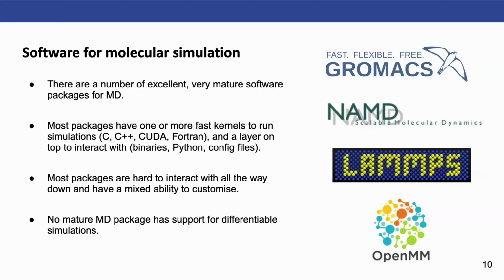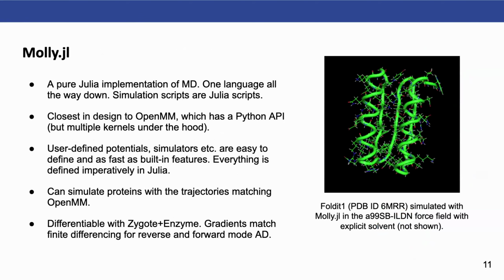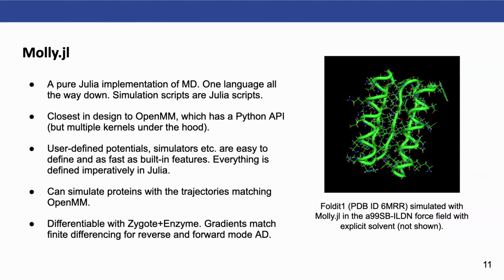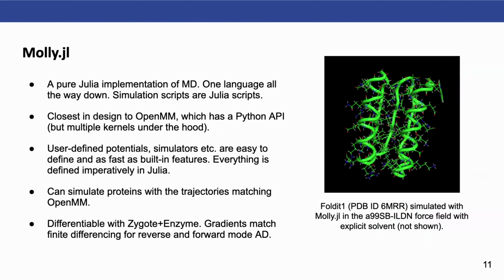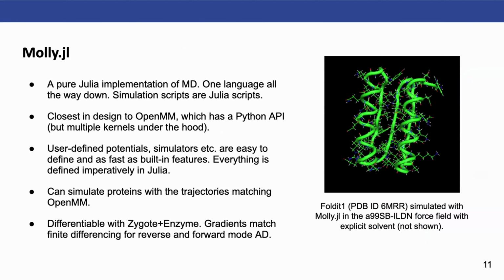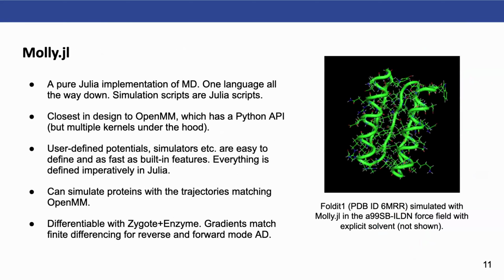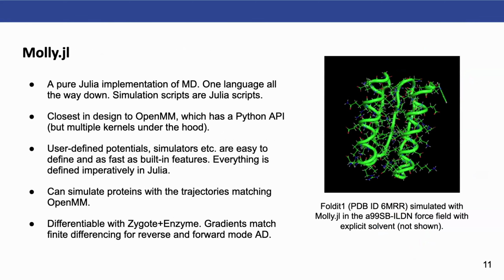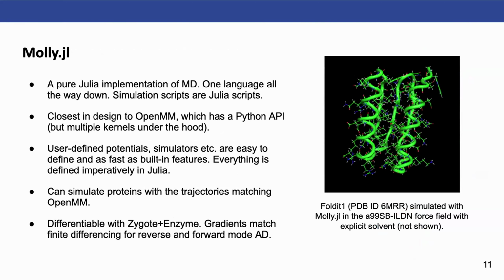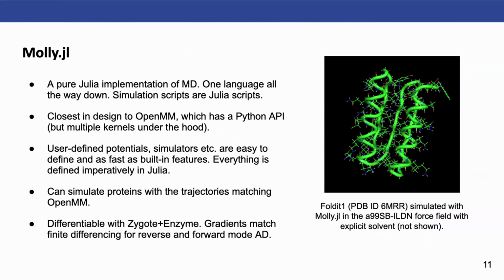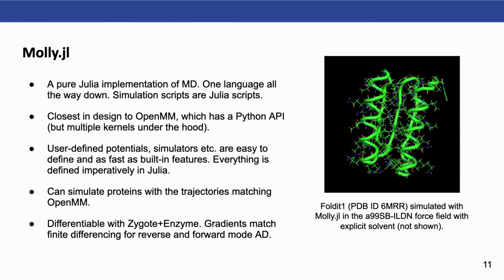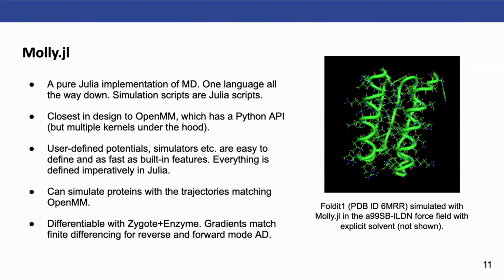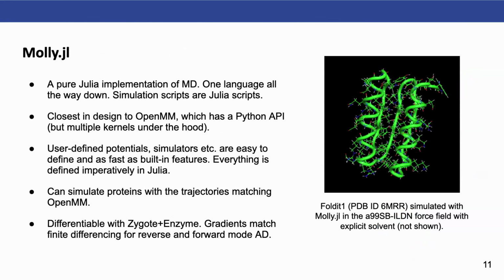And no mature package has support for differentiable simulations, which I'll describe later. So Molly is a pure Julia implementation of molecular dynamics. It's one language all the way down, so everything in there is Julia. Simulation scripts are just Julia scripts. So in terms of design, it's closest to OpenMM, which, as I mentioned, has a Python API on top of multiple different kernels.